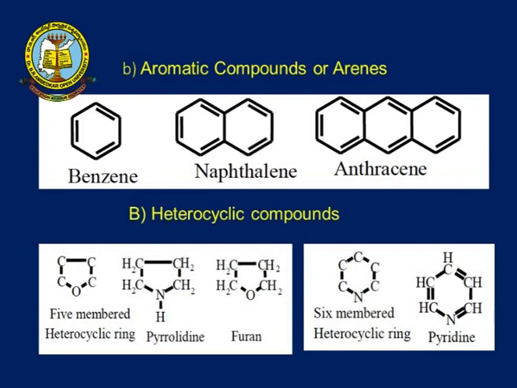Now, coming to heterocyclic compounds. Heterocyclics, as I said earlier, contain atoms other than carbon, such as oxygen, nitrogen and sulfur also. For example, this is known as furan. Furan contains oxygen in a 5-membered ring, and a 6-membered ring is known as pyridine, where nitrogen is present along with carbons. So, these are a few examples I wanted to show.